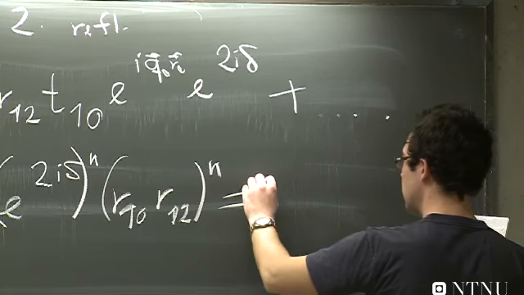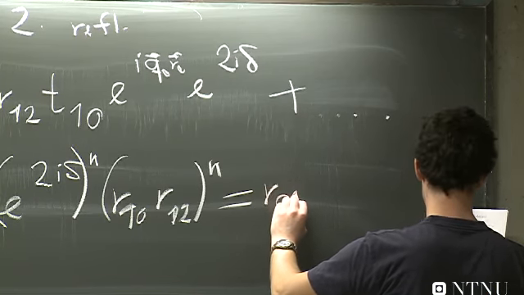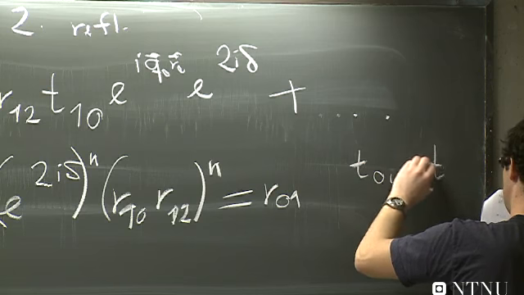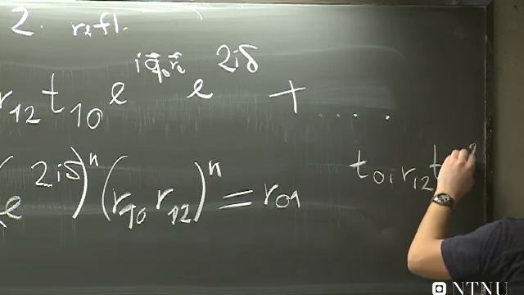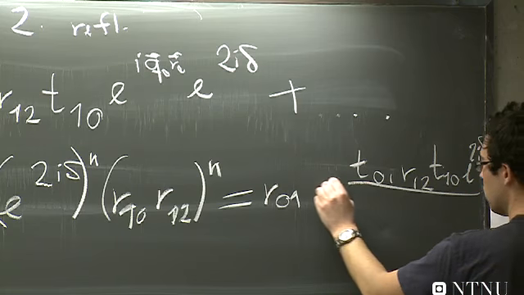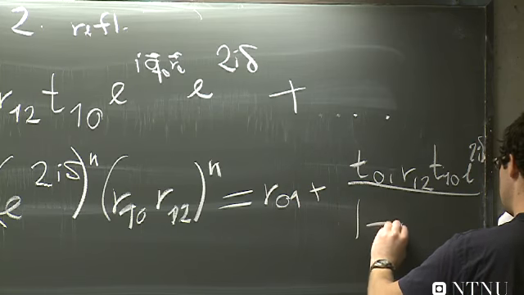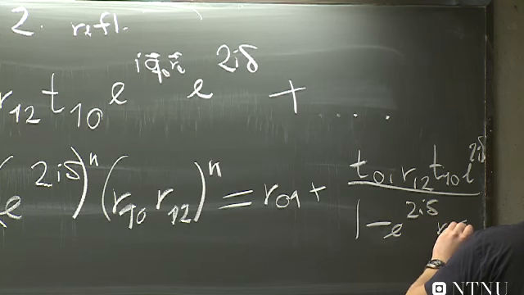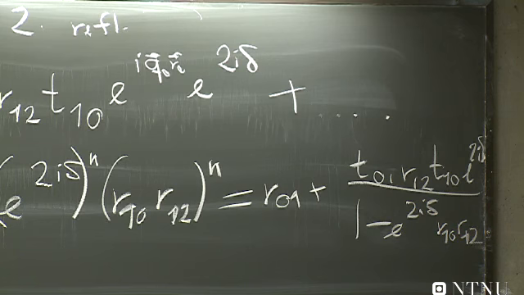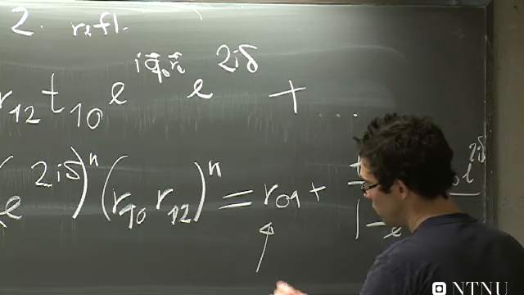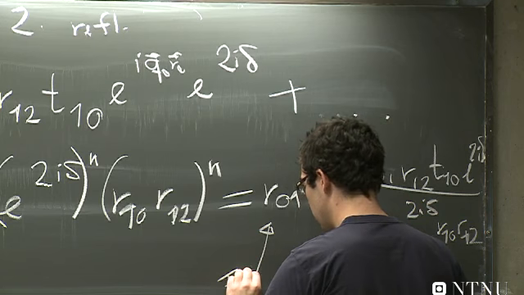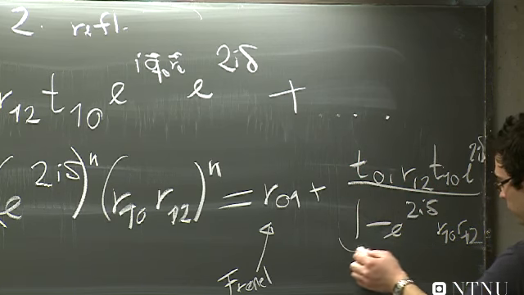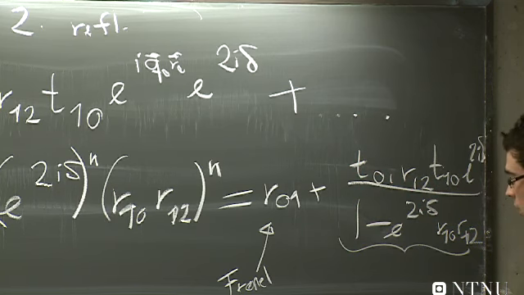so I can easily sum it using a standard formula. So the total reflection coefficient is R01 plus T01 R12 T10 e to the 2i delta, over 1 minus e to the 2i delta R10 R12. Okay, so this is this term here. That's the Fresnel reflection for a big slab of the same material as the film. And this is the interference effects from the bouncing inside the film.